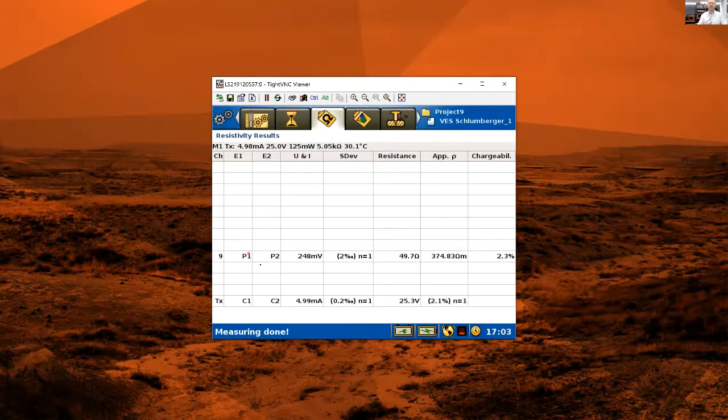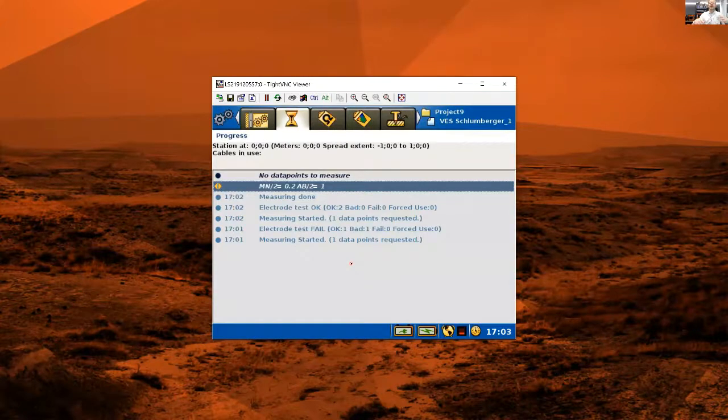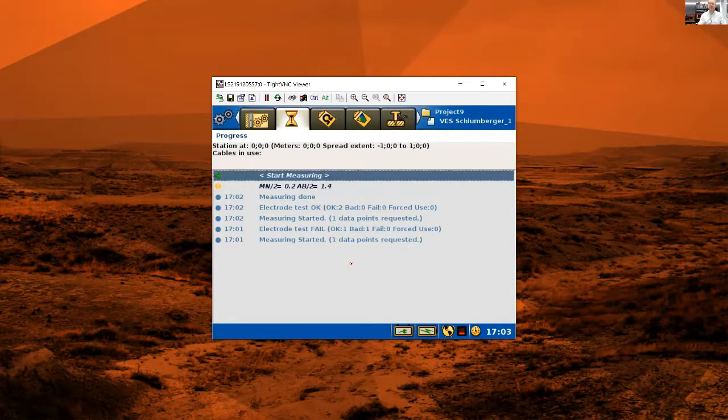And then on the potential pair, the voltage measurement returned is 248 millivolts, and that again hasn't really changed very much. It's 2 parts per 1,000 during the measurement process. So I'm quite happy with that. I'm happy that I've got good quality data coming in. So I'm going to jump back to my measurement screen. I would shift my electrodes in the field and then take the next measurement.